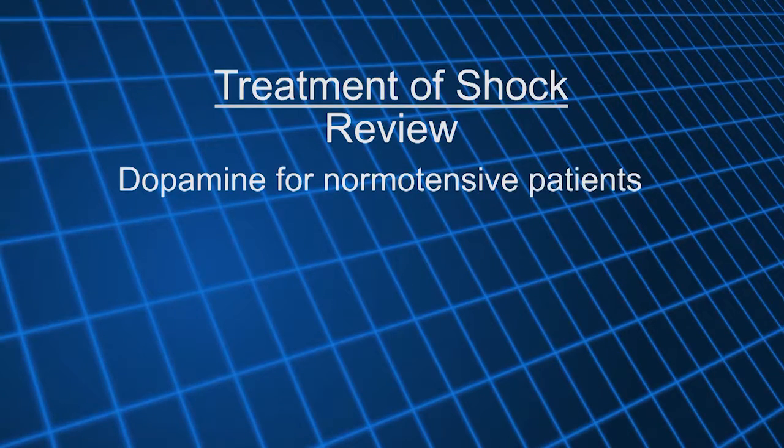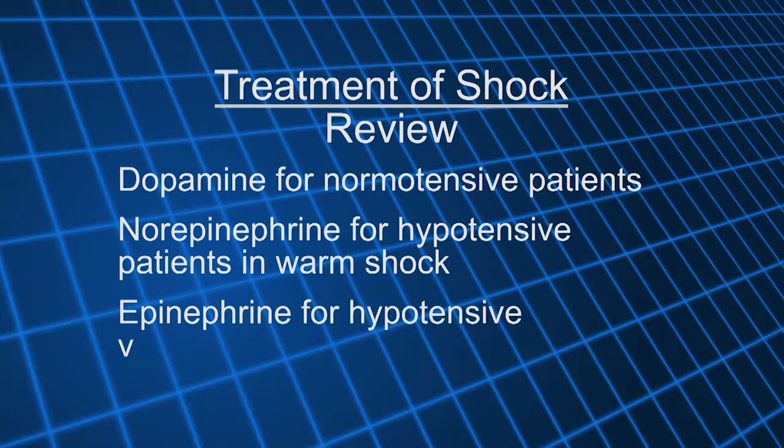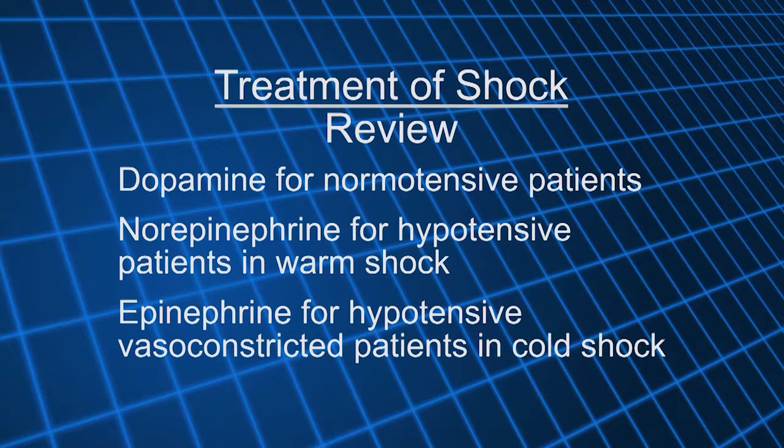When trying to decide which vasopressor to use, keep these key points in mind. Dopamine is for normotensive patients. Norepinephrine is for hypotensive patients in warm shock. Epinephrine is for hypotensive, vasoconstricted patients in cold shock. This concludes the module on shock. You may review it again at any time.